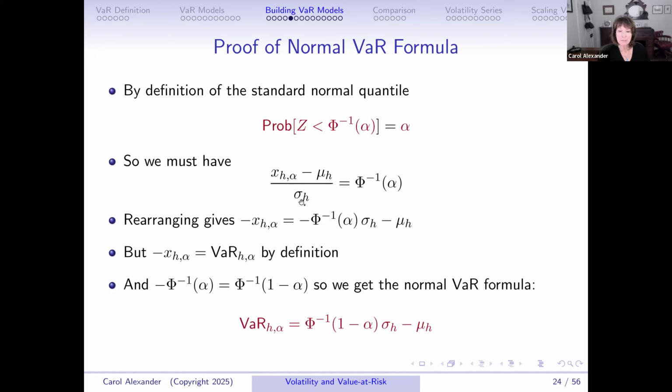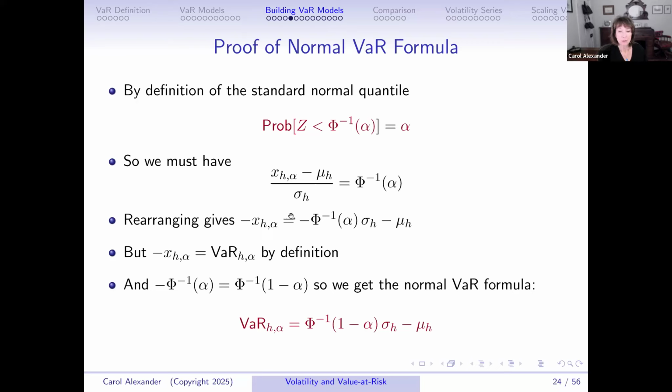Now, turning this around, we can multiply by sigma_H up there, and I want to find minus x_H alpha. So x_H alpha is going to be phi to the minus 1 of alpha times sigma_H plus mu_H. Now, multiplying it by minus 1, minus the quantile is minus phi to the minus 1 of alpha times sigma_H minus mu_H. And now I've got it, because minus x_H alpha is the VaR.